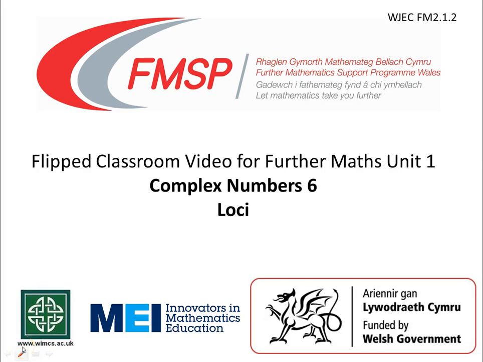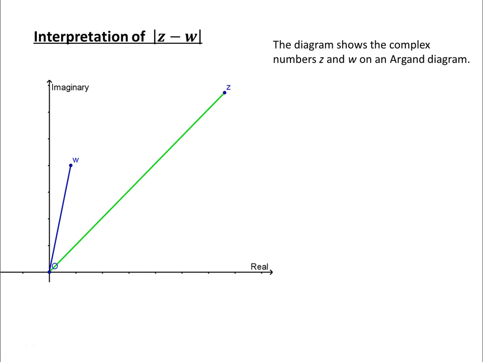In this video, we are going to look at loci on the Argand diagram. Now, the first thing we've got to do is know how to interpret the modulus of z minus w, where z and w are two complex numbers. So in the diagram, we've got the positions of the complex numbers z and w marked on the Argand diagram.